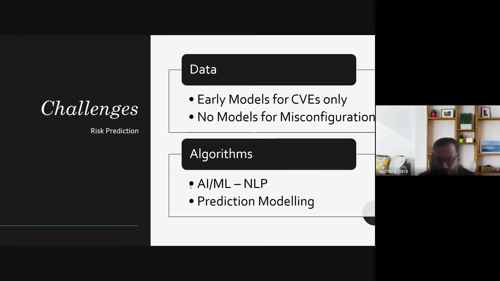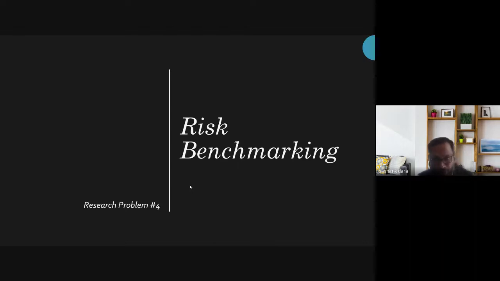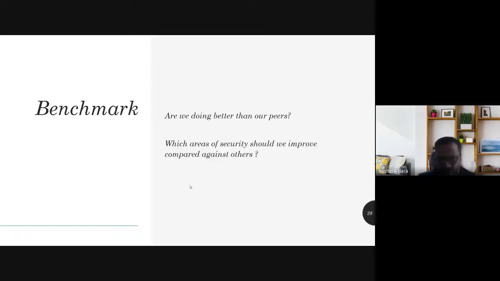Okay, so moving on, research problem 4 is benchmarking. This is slightly closer to my heart because the problem and the solution align with my PhD research as well. I'll cover what those are in a while. So what is benchmarking all about? These look like very simple questions, but they are very tough problems to solve.